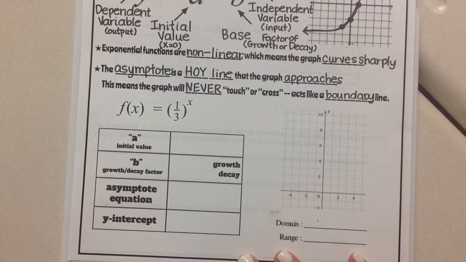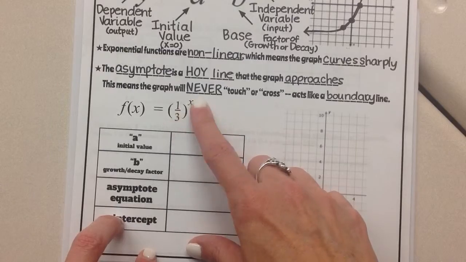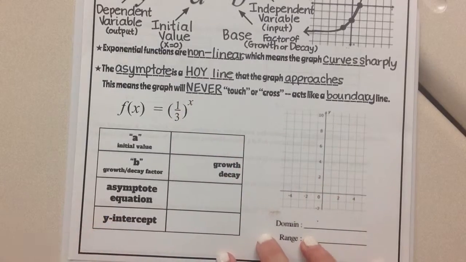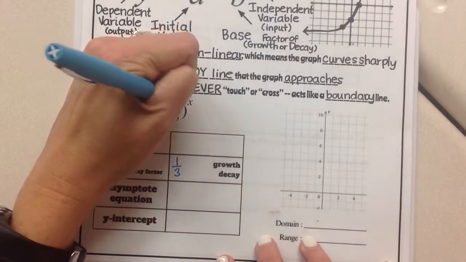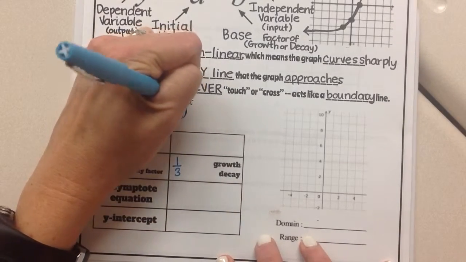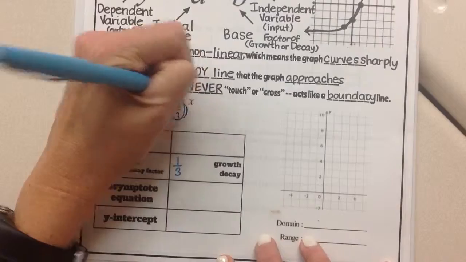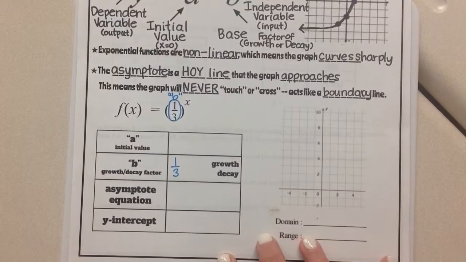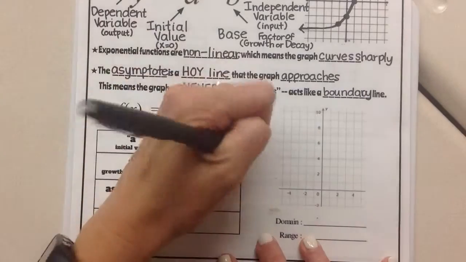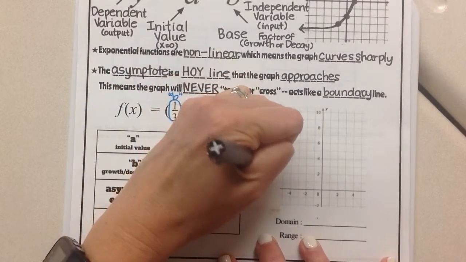All right, the b value is going to be pretty easy to see because it is connected to your exponent of x. So in this case, our b value is 1/3. Sometimes it's nice because your b value is really easy to identify since it's inside parentheses.